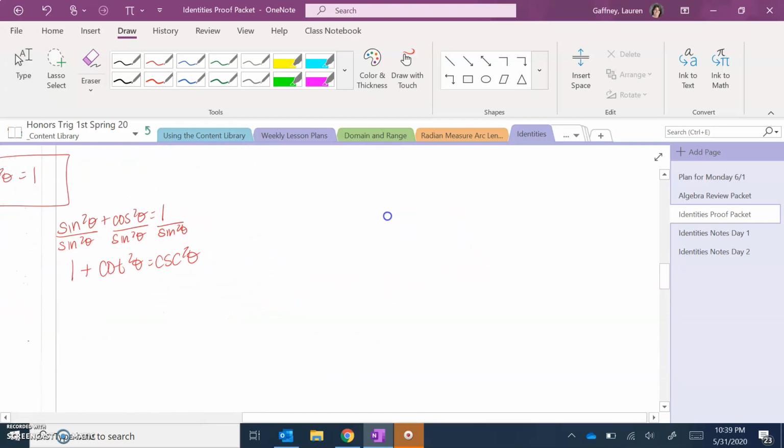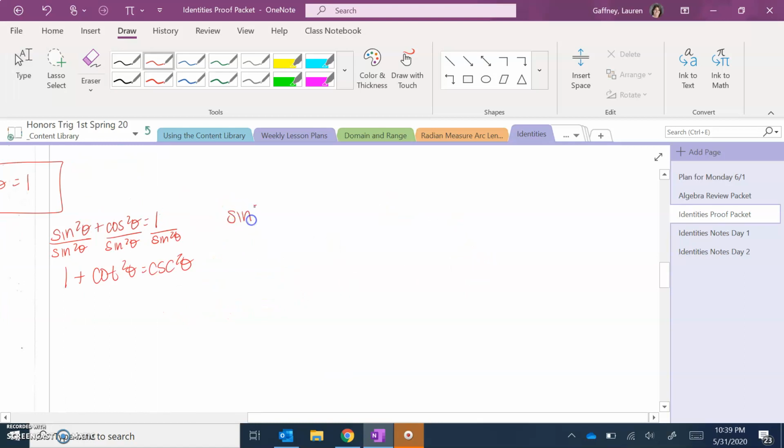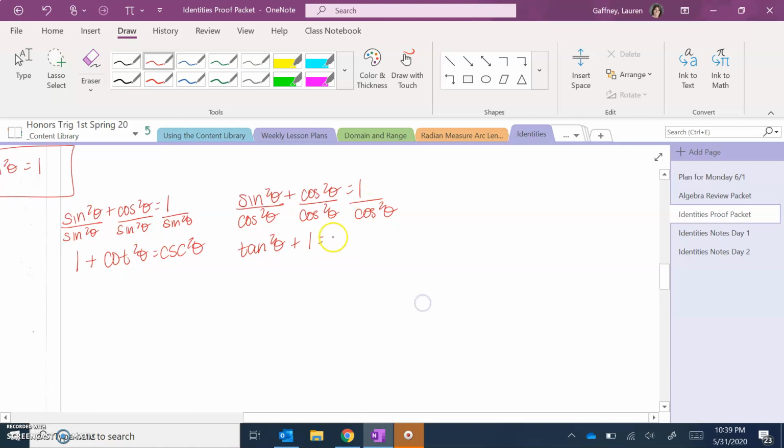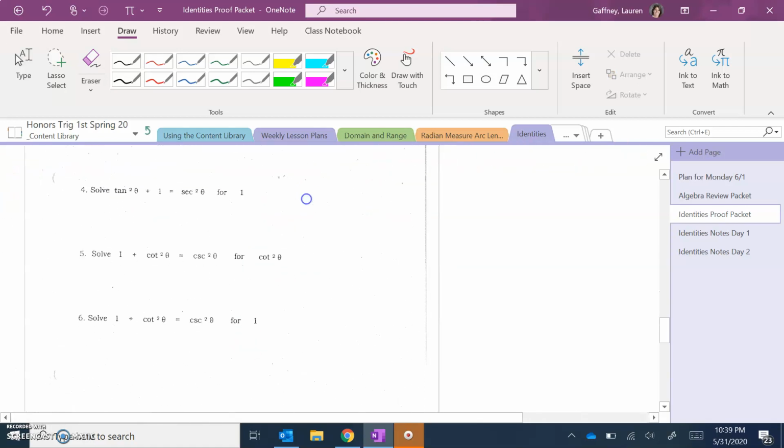Now, let's say I wanted to do this, and I'm going to start over with sine squared plus cosine squared equals 1. Instead of dividing everything through by sine squared, this time let's divide everything by cosine squared. Well, we just saw that sine over cosine is the same as tangent. Now they're both squared, so it would be tangent squared theta. Cosine squared over cosine squared is just 1. And then 1 over cosine, we just saw below, is the same as secant, but since it's squared, it would be secant squared. So let's bring that one down. Tan squared plus 1 equals secant squared.